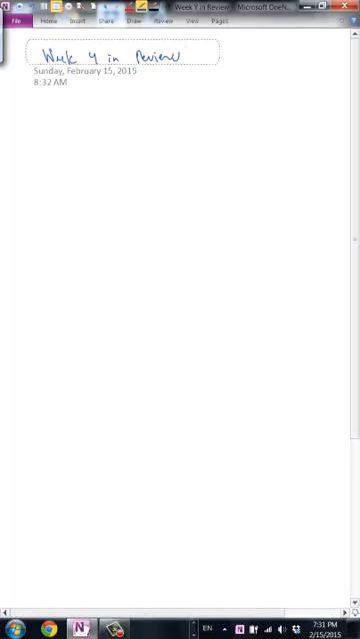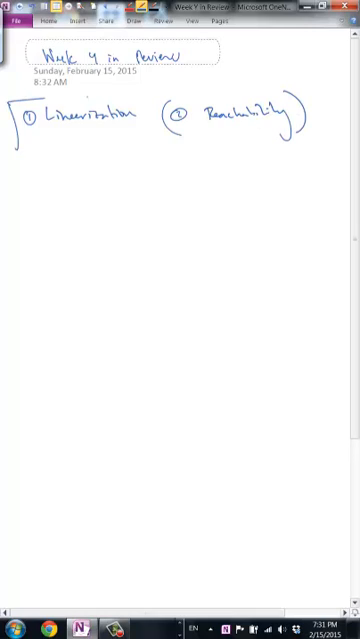The main two things that we covered this week were linearization, and also we talked about reachability. But since we're going to talk about this more on Tuesday, I'm going to postpone it and just focus on linearization. So the idea for linearization is the following.